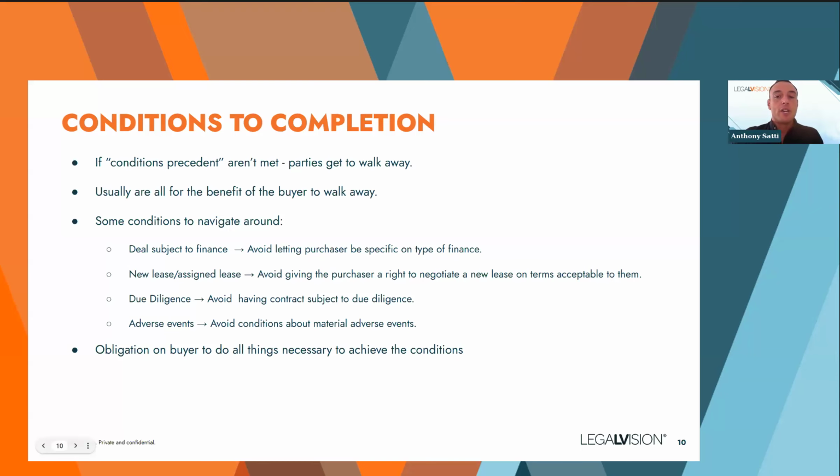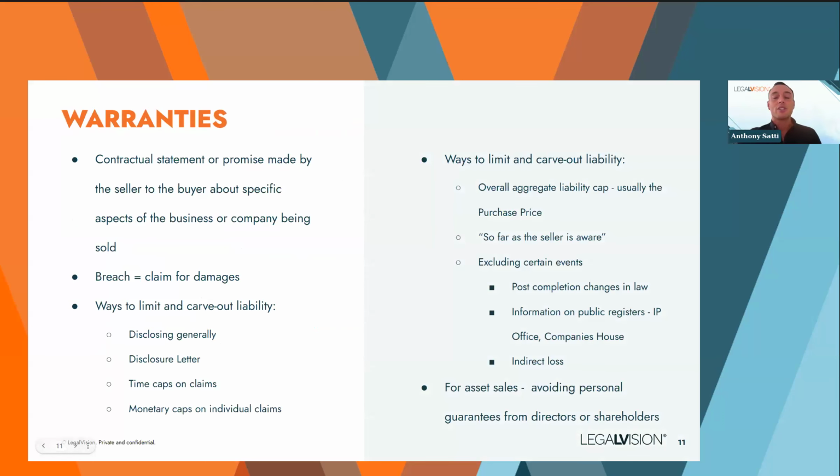On the next slide, and in the next few slides, we get into the heavier parts of the negotiations of a sales contract, which is all about warranties and indemnities and how you limit your liability around those particular issues. Now, in a sales contract, it is completely standard that a purchaser will always require sellers to give a number of warranties about the business or target company.